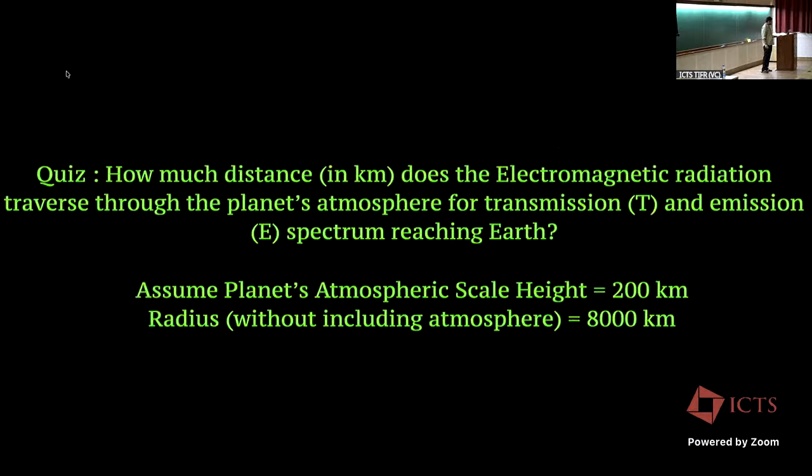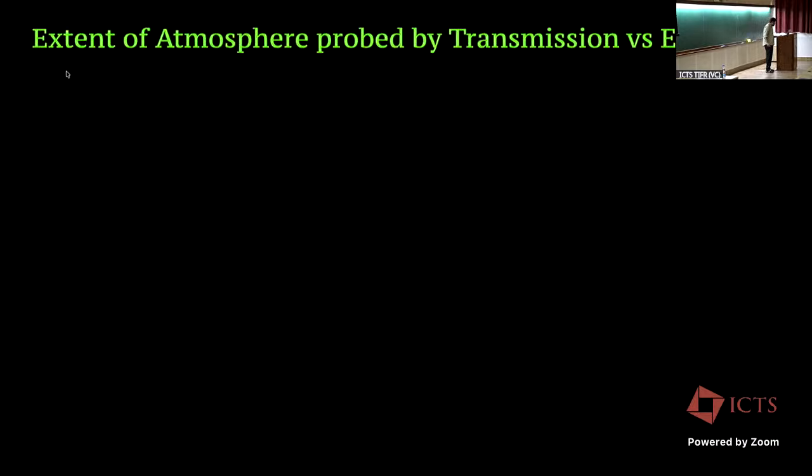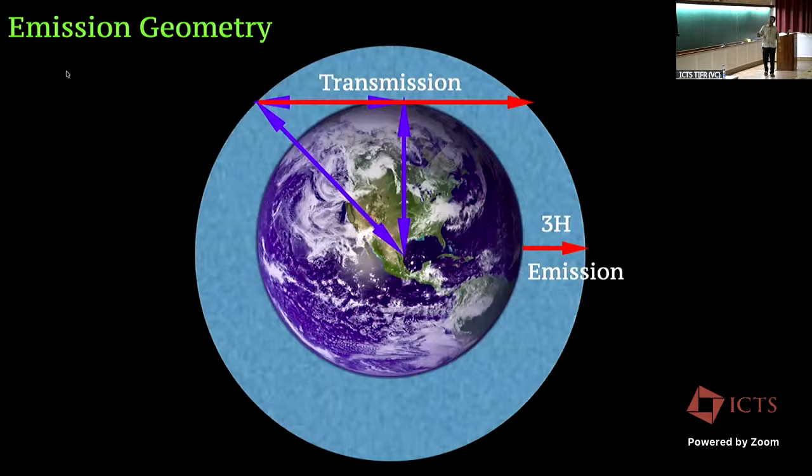So the radius without including the atmosphere is basically here 8,000 kilometers. The main takeaway here is that in this geometry, the number you will get is a very large value. In the emission geometry, it will be just 600 kilometers, isn't it? And here it will be a big value, more than 60 hundred. So that massive number, you can see the amount it has to travel is large.